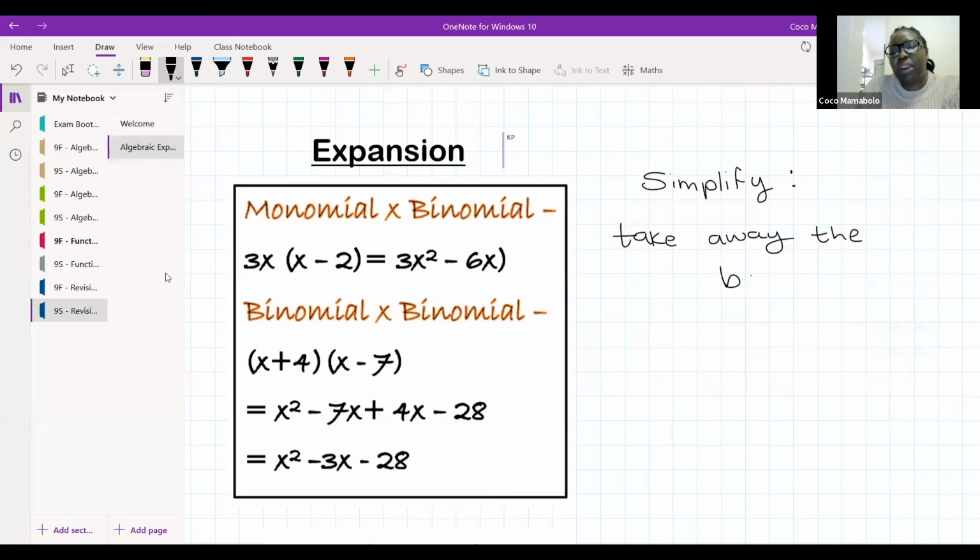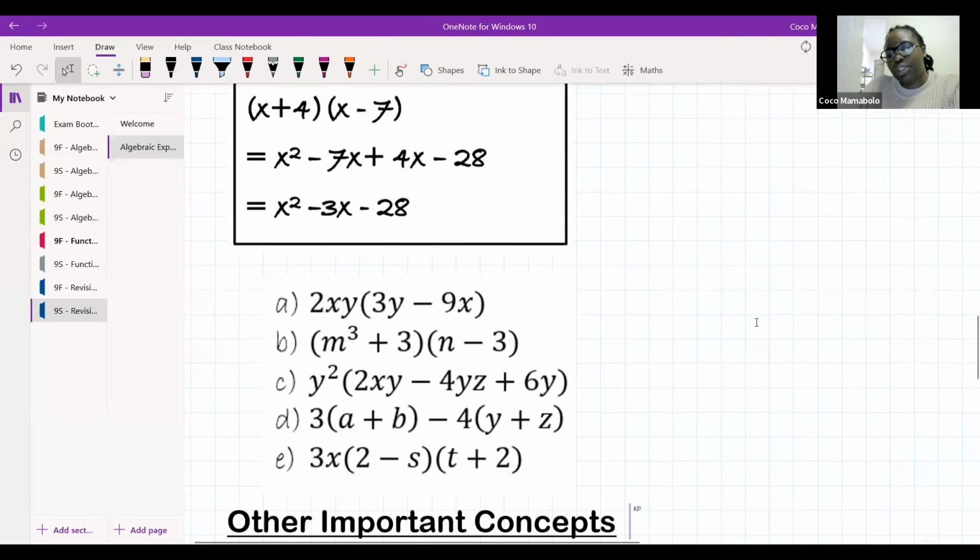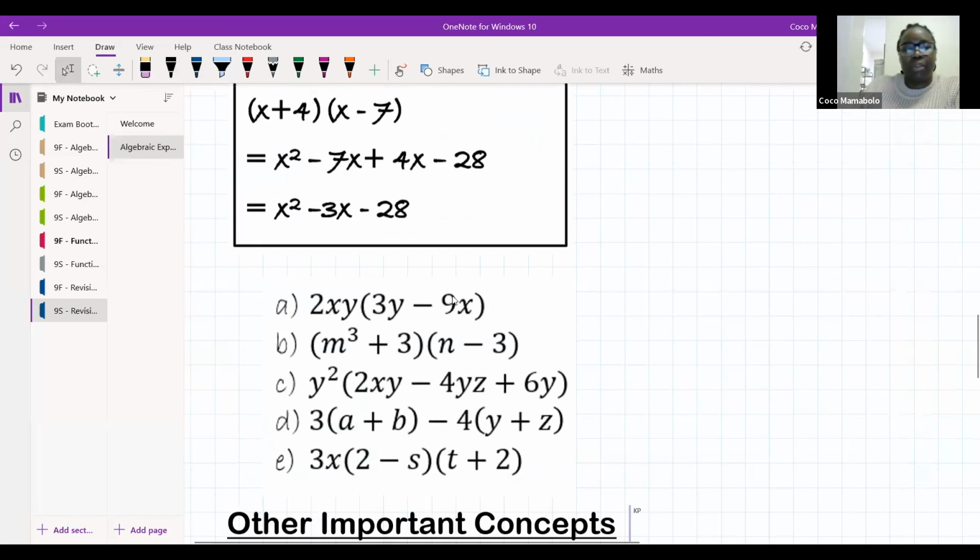And how do we take away the brackets? We just multiply. We multiply in. We've all learned FOIL. We've all learned how to distribute. That's basically what we're going to be doing over here. I want you guys to take questions A, B, C, D, and E and distribute. This one over here is FOIL. This one is distribution. That one is distribution. That one is distribution. Well, you have to do FOIL and then distribute.